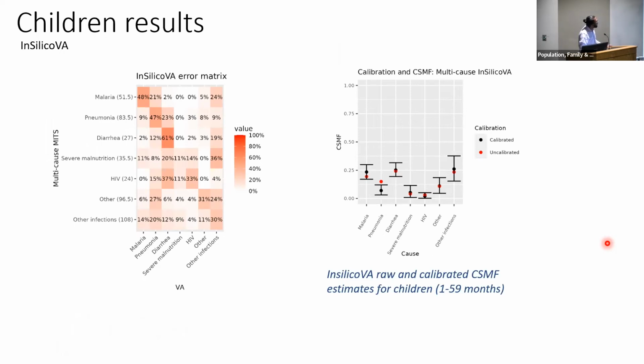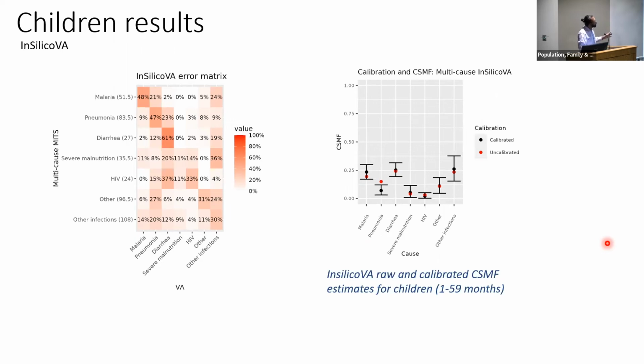So these are the results for calibration using in silico VA. This is the error matrix that I showed before. Here we have the causes on the x-axis and the cause-specific mortality fractions on the y-axis. The red dots are the uncalibrated CSMFs. The black dots are the calibrated CSMFs, and the black bars give the uncertainty intervals, which is also an advantage of the Bayesian method because you get the confidence intervals. As you can see, the main changes are for malaria, which goes up after calibration, and for pneumonia, which goes down.